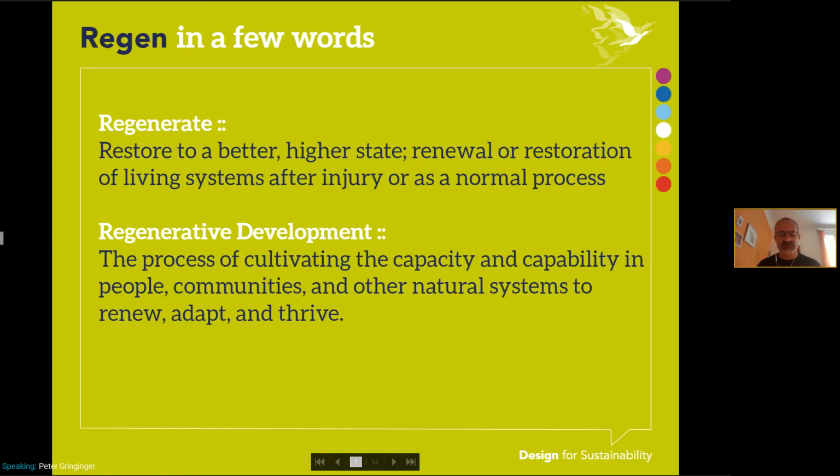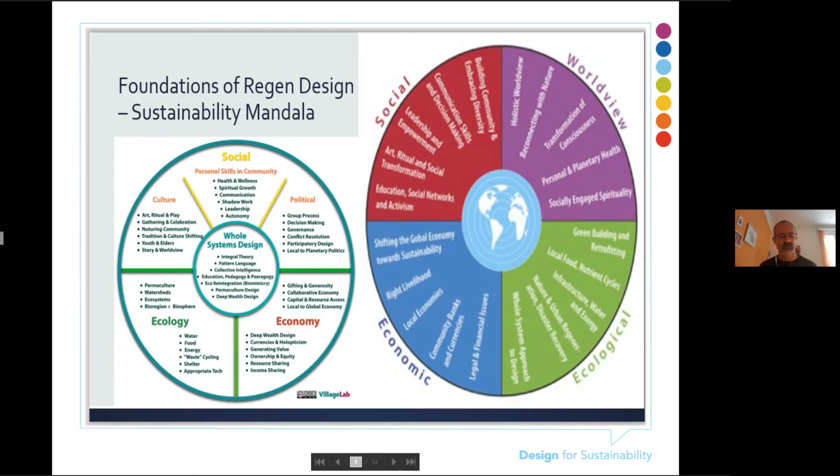A lot of words and of course concepts which are not necessarily that easy to understand, but bringing it down to a few words, regenerate means to restore to a better, higher state, a renewal or restoration of living systems after injury, or much better, a normal process. And regenerative development, in a few words, is the process of cultivating the capacity and capability in people, communities, and other natural systems to renew, adapt, and thrive. So I will repeat a lot of these terms over and over again in various different contexts.